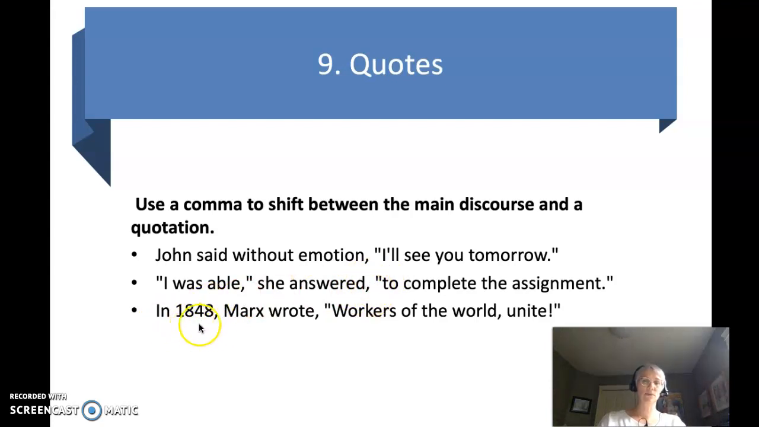Similarly here, in 1848, comma, here these two words are tacked on to the beginning of the sentence. So it's comma number 3, right? It's an intro comma. In 1848, Marx wrote, comma, "Workers of the world unite."